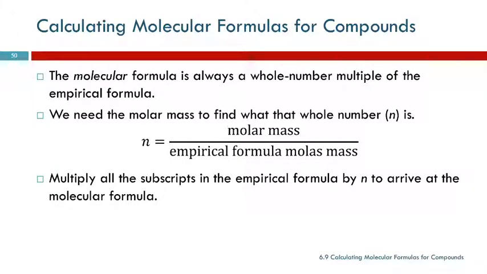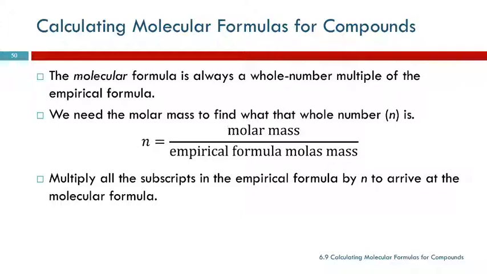So we learned how to calculate the empirical formula. How could we get the molecular formula? It's always a whole number multiple of the empirical formula. Sometimes the multiple is 1, sometimes it's 2 or 3 or 4, etc. In order to find the molecular formula, we need another piece of information, and that is the molar mass: the mass of 1 mole of the compound.